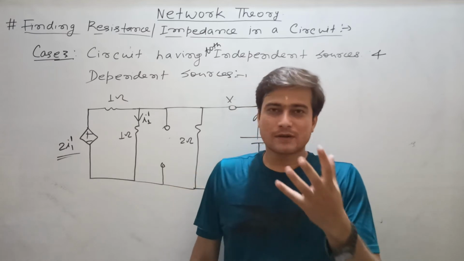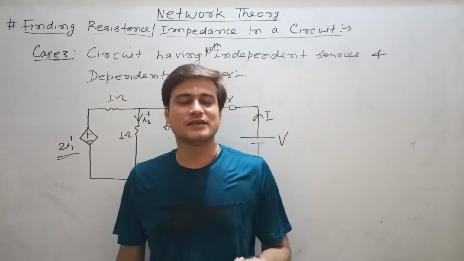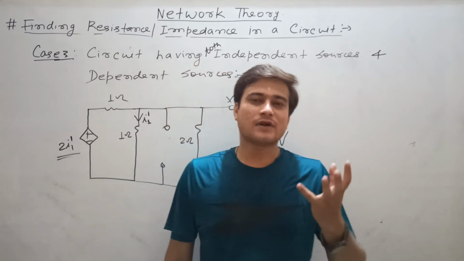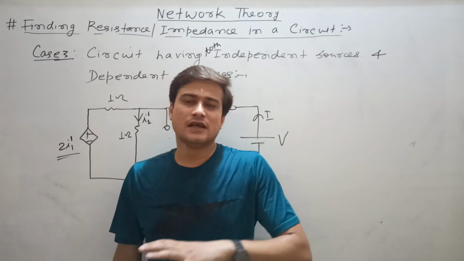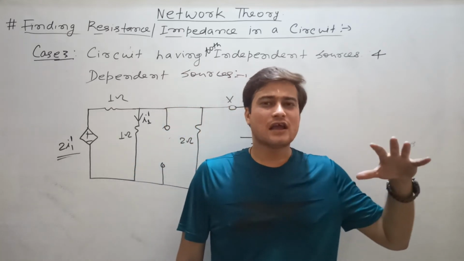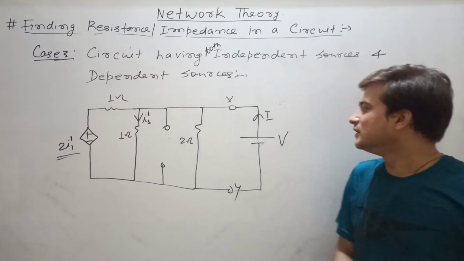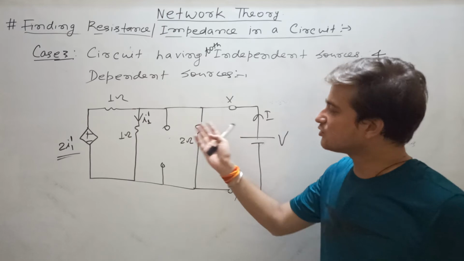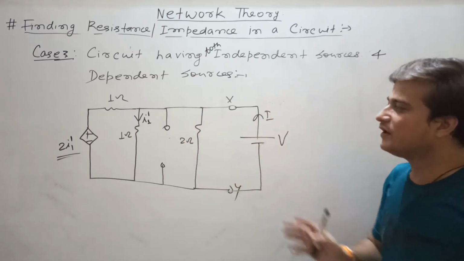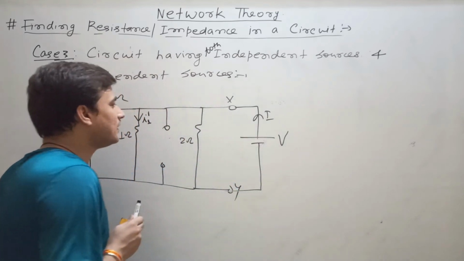Clear? Suppose in the United States, if there is some economic crisis, what happens? It affects all the countries. So here also, if there is any change across the terminal, then it will affect everywhere. Clear? So now let us see how to find I1 dash.